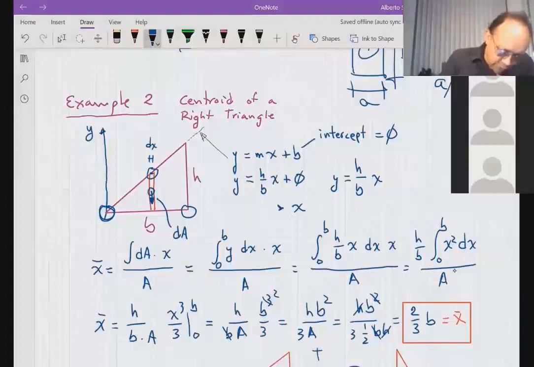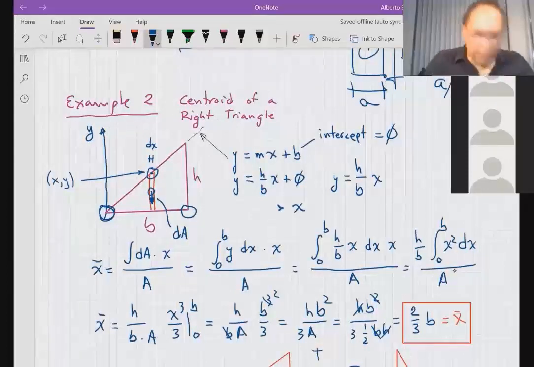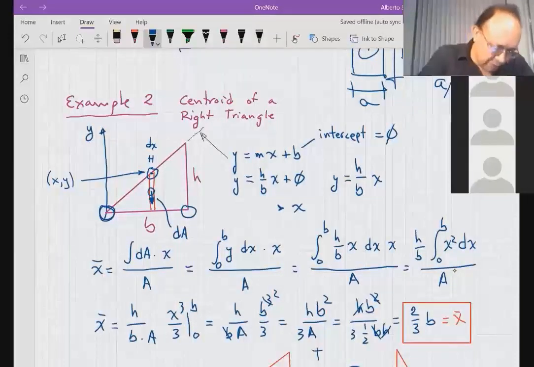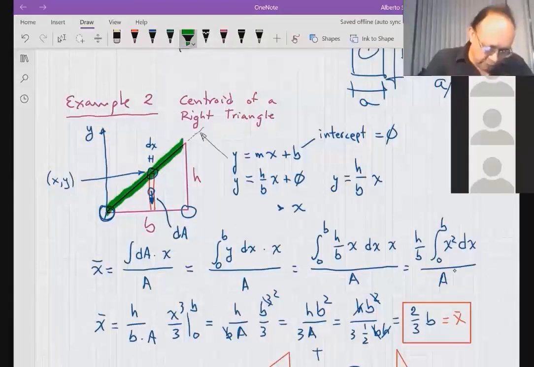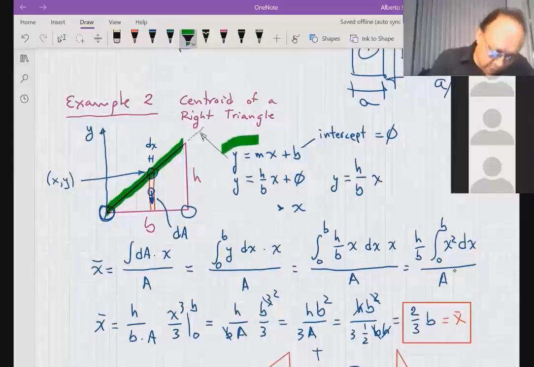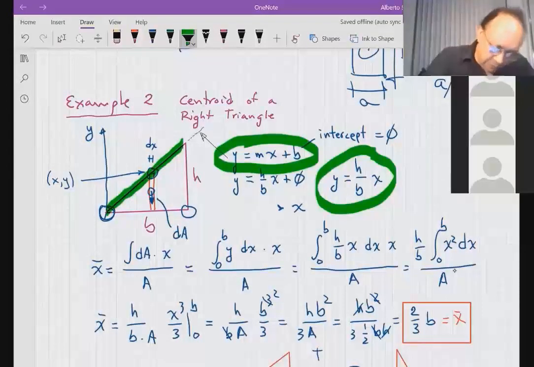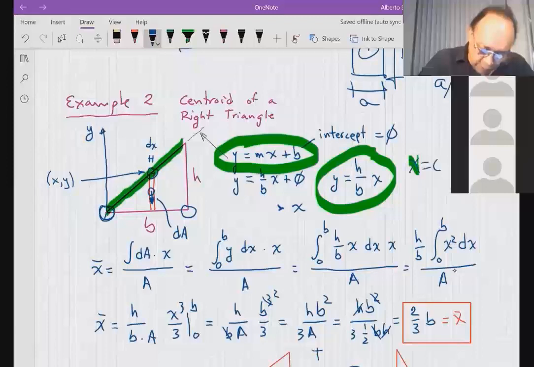This point, the coordinates of that point, this is a general point of coordinates x, y. It's just any point on the line that defines the triangle. The line that defines the triangle is this line here, coordinates x, y. And the equation that relates x with y is this equation, which for our specific triangle is this equation, from x equals 0 to x equals b, right?